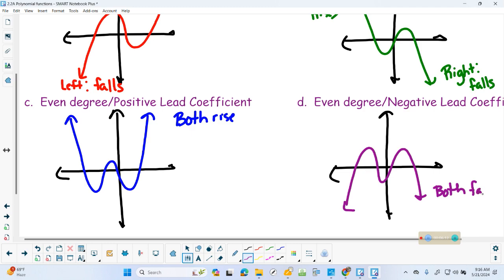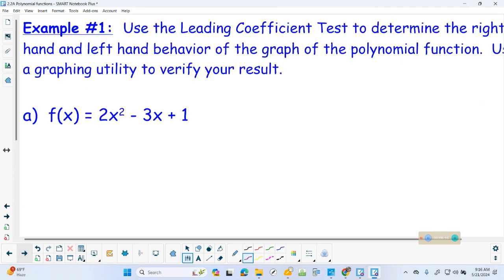Okay, so we want to put all of these skills together to help us sketch the graph without having to use our graphing calculator. So use the leading coefficient to determine the left-hand and right-hand behavior. And, of course, you can verify it on your calculator. Hopefully, we don't have to do that. With the squared term, I know the ends work together, so I'm just going to say both. And because you have a positive lead coefficient, they're both going to rise. If that 2 is negative, we would say they both fall.